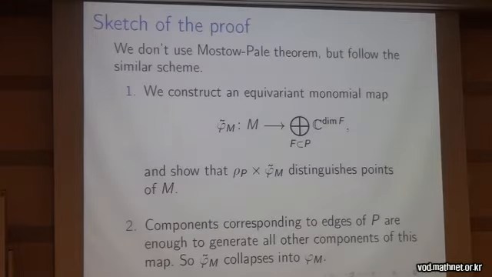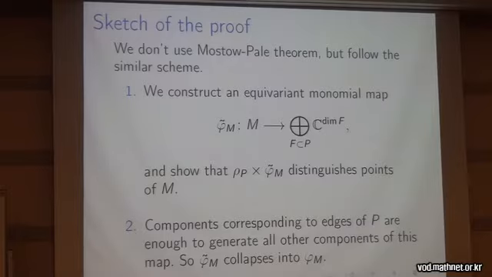Well, here's a short sketch of the proof. We don't use the Mostow-Palais theorem because we have an explicit description of our manifold in combinatorial data. We construct a large equivariant monomial map that is indexed by all faces of P, not only by edges. And the space of embedding, you can see, is very, very large. But in this case, it's possible to show that it distinguishes points of M.